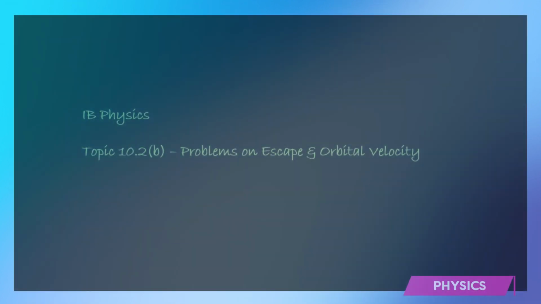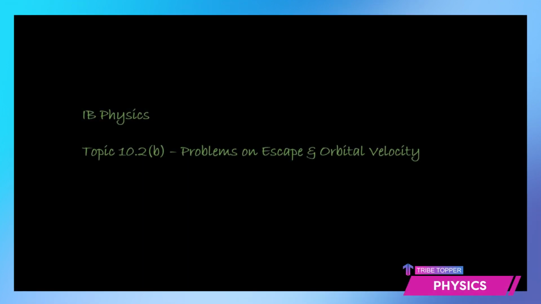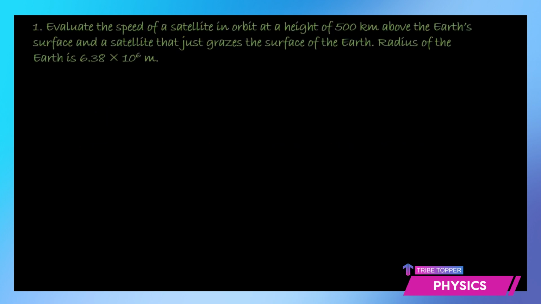In this video session, we are going to discuss a couple of problems on escape and orbital velocity. Our first problem says: evaluate the speed of a satellite in orbit at a height of 500 kilometers above the Earth's surface, and of a satellite that just grazes the surface of the Earth. The radius of the Earth is given to be this.